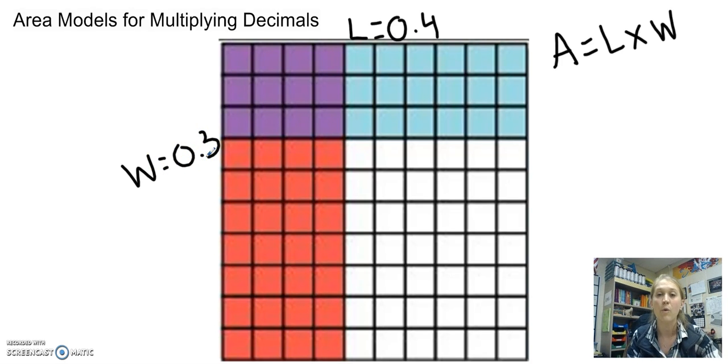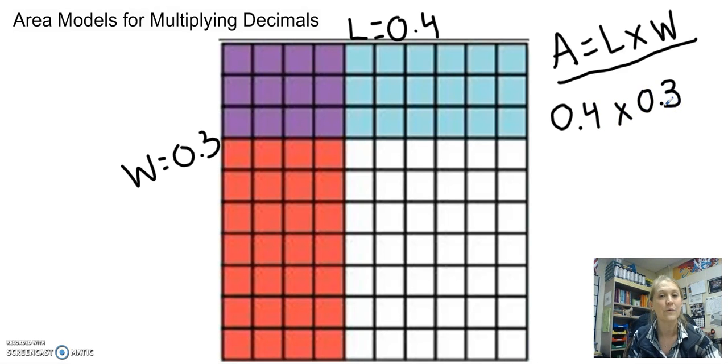Again, we have to know what problem it is this model is solving. So we go back over here to area equals length times width. And we see that the problem that we're solving is 4/10 times 3/10. Well, how do we read the model?